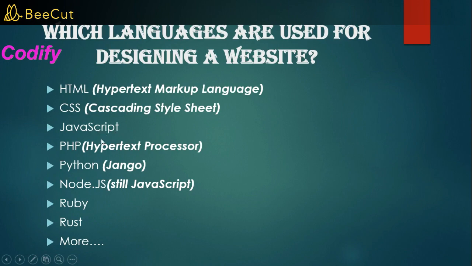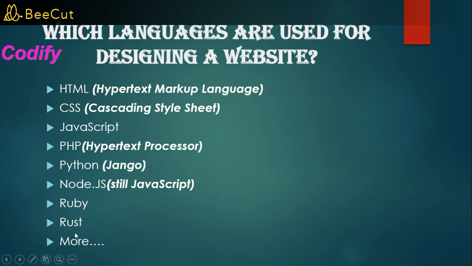Then JavaScript, a language. PHP, Hypertext Preprocessor, for the back end. JavaScript works for both back end and front end. Python, the version of Python that is used for web development is Django, a version of Python that runs on the web. Then Node.js is still JavaScript but more advanced in a way. We have Ruby, Rust, and many more.